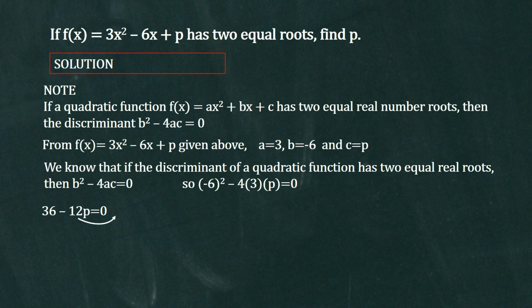We're going to move minus 12p to the right hand side, and that gives us 36 is equal to 12p. After that, to get p, we're going to divide by 12 on both sides so that p is equal to 3.